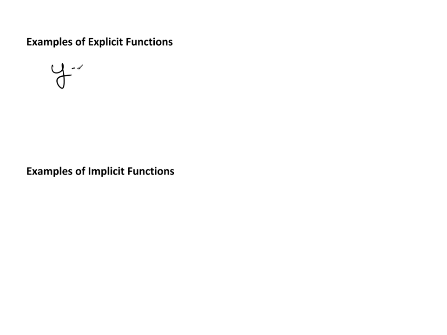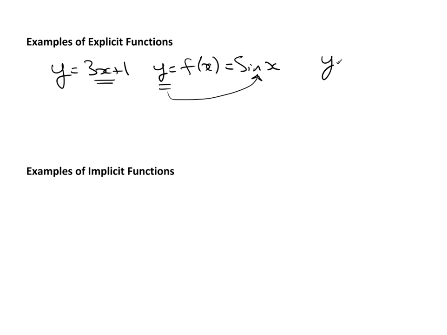If I were to say y equals 3x plus 1, this is an explicit function. Y is written explicitly in terms of x. f of x equals sine x. Again, we think of f of x as actually being y. So again, y is written explicitly in terms of x. And likewise, y equals 1 over x.